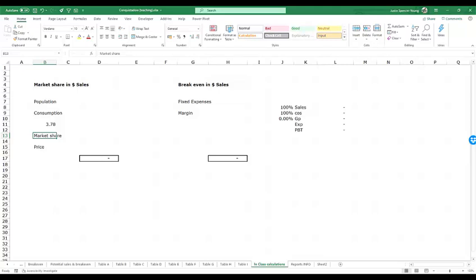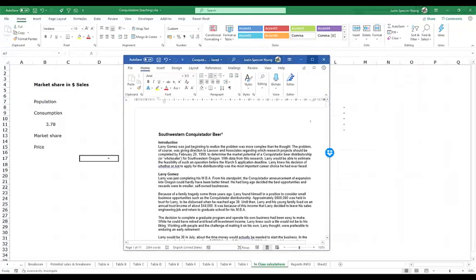So you need to buy the price report. Okay, so there's all the information that we need. Now I'm going to start off by doing a break-even calculation, and I need to go and get the fixed expenses as they relate to Larry Gomez's business. So to do this, let's bring in the case.